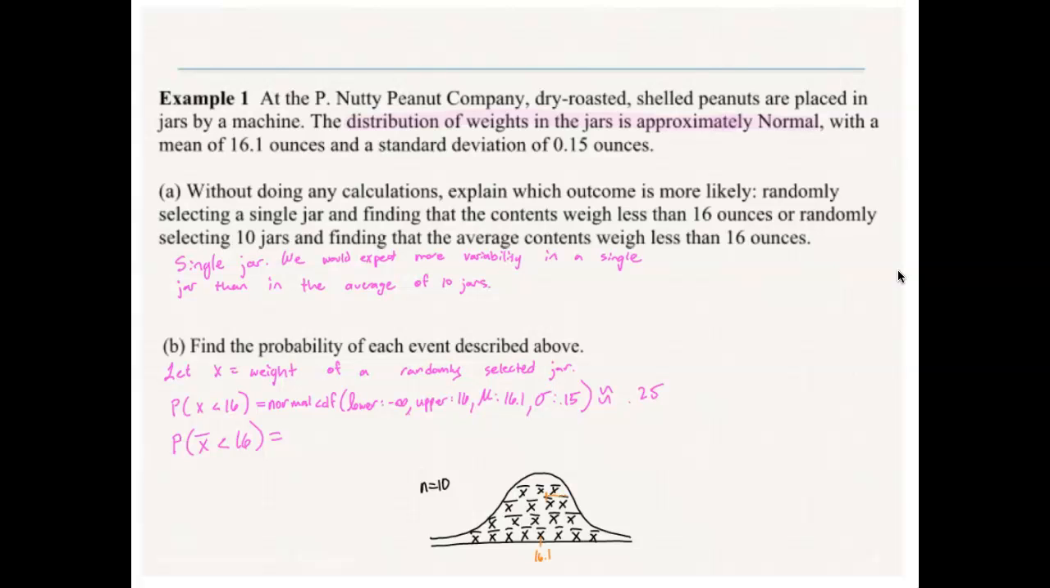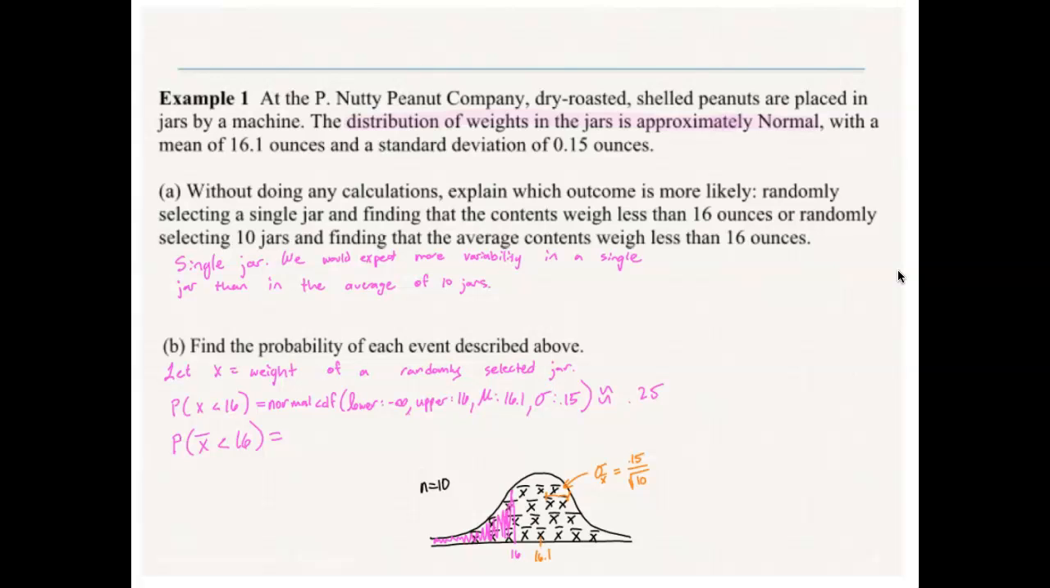The standard deviation, so sigma x bar, is going to be the population standard deviation, 0.15, divided by the square root of the sample size, so root 10 in this case. And then I'm looking for the probability, again, that I get a sample mean less than 16. So 16 is going to be over here somewhere. I'm looking for that area again.